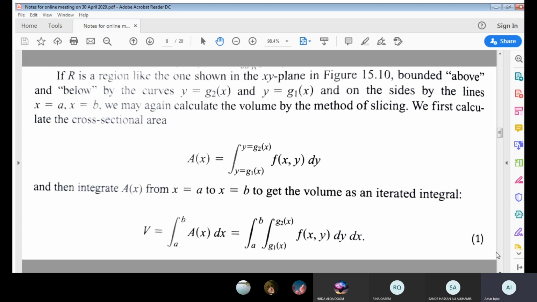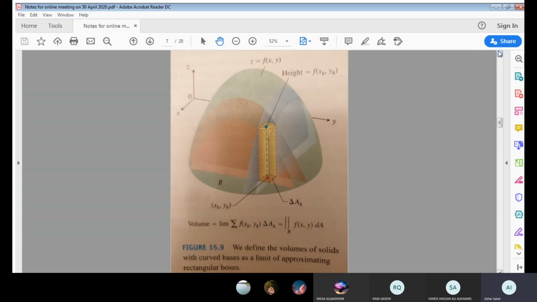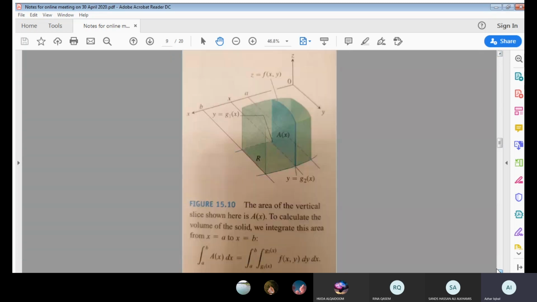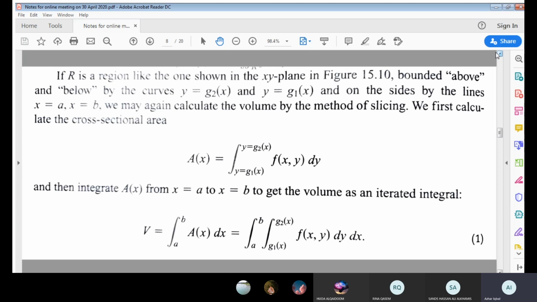So if a region is like the one shown in figure 15.10, referring back to figure 15.9, this is a region we are looking into. Region R is a region which is bounded above and below by the curves y is equal to g2 of x and y is equal to g1 of x. So let's look at this region.